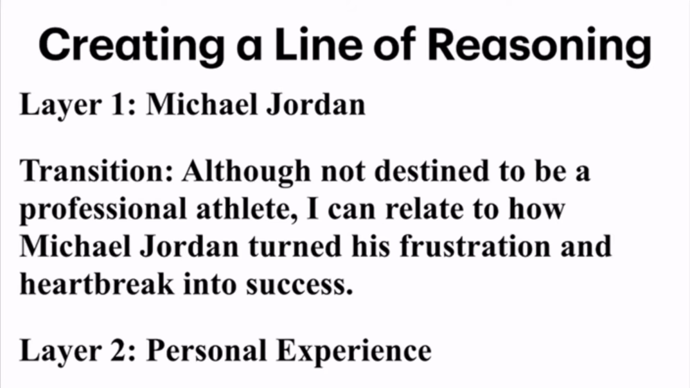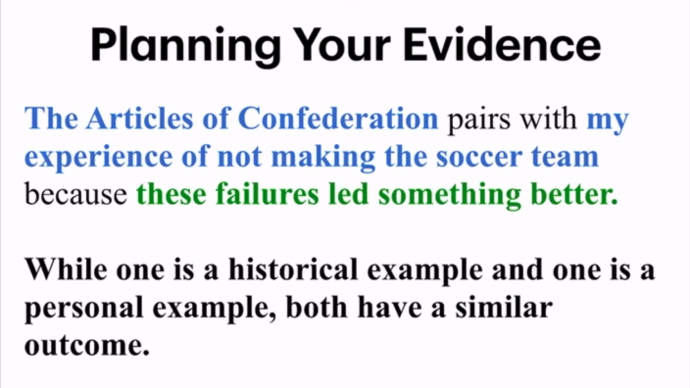And then we would need to transition to layer 2, which would be about the personal experience. I find that it's helpful for students to actually plan out their transition as they're outlining their essay, because you want to create that line of reasoning. You want to acknowledge the relationship between your evidence. And these are layers because we're not going to put both of them together in one big chunk and then have commentary. We want it to be evidence, commentary, because that creates an even analysis.